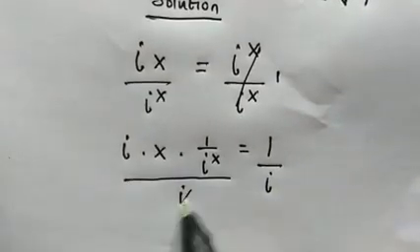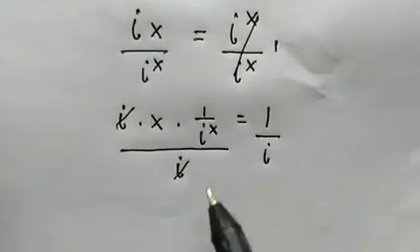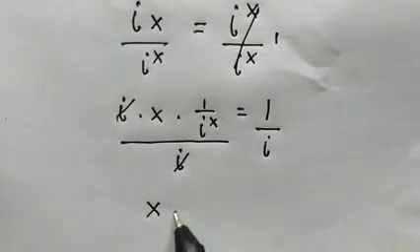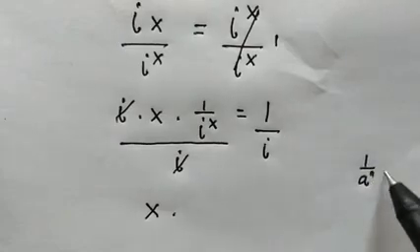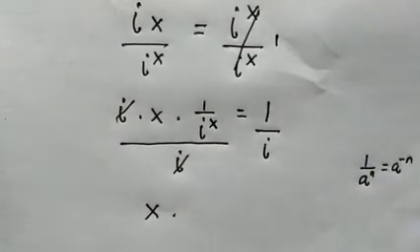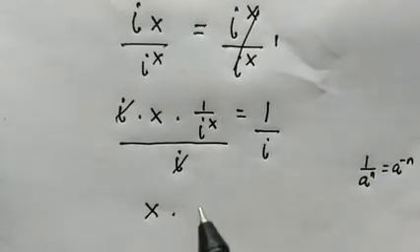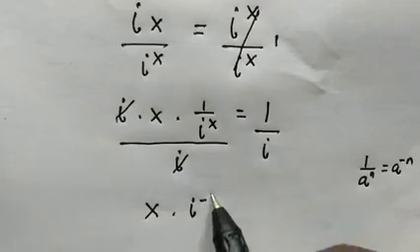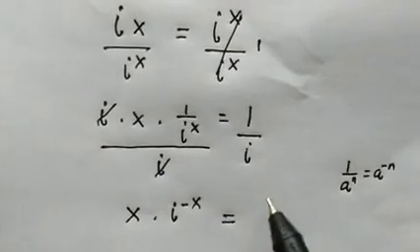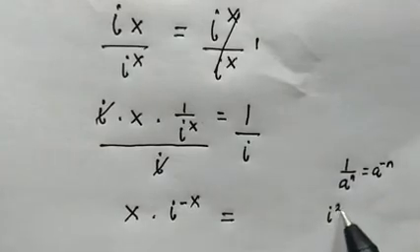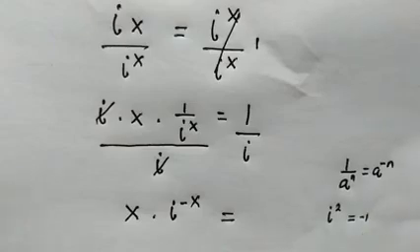Now let us divide both sides by this i here. So this i will cancel this i here. Then here we have x multiplied by, let us recall this property, 1 over a raised to the power of n is equal to a to the power of -n. So 1 over i to the power of x will become i raised to the power of -x.